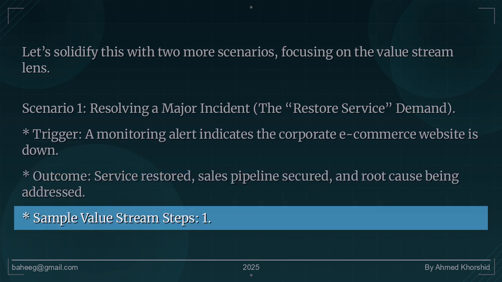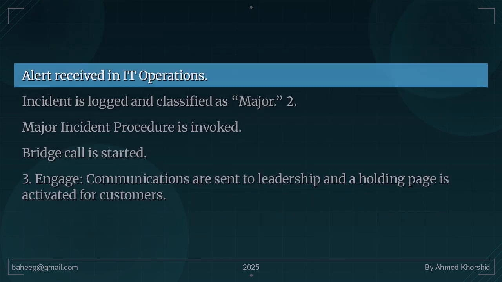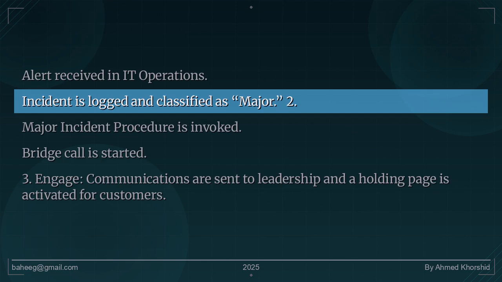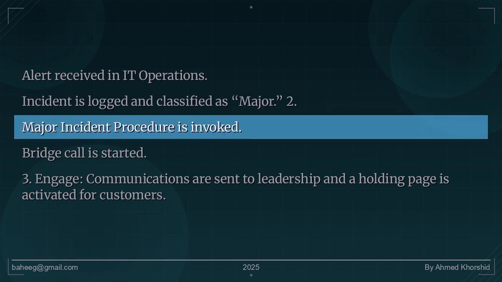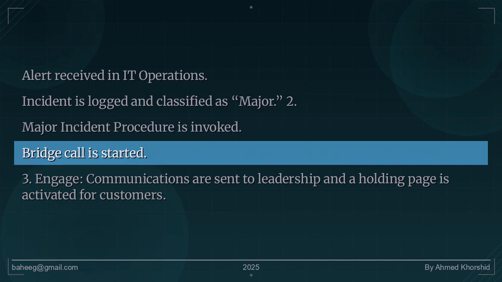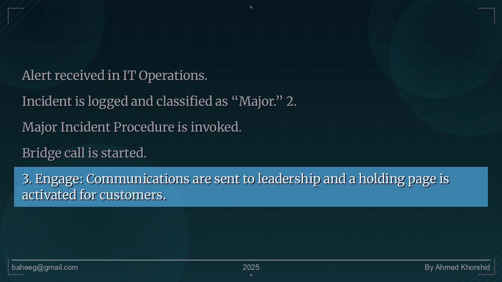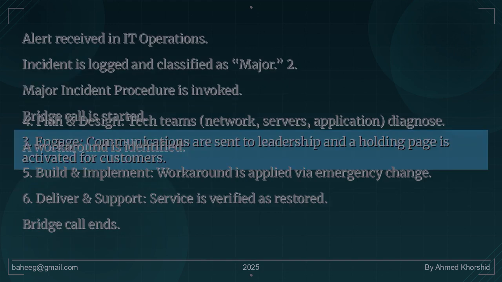Sample value stream steps, 1. Alert received in IT operations. Incident is logged and classified as major. 2. Major incident procedure is invoked. Bridge call is started. 3. Engage, communications are sent to leadership and a holding page is activated for customers.